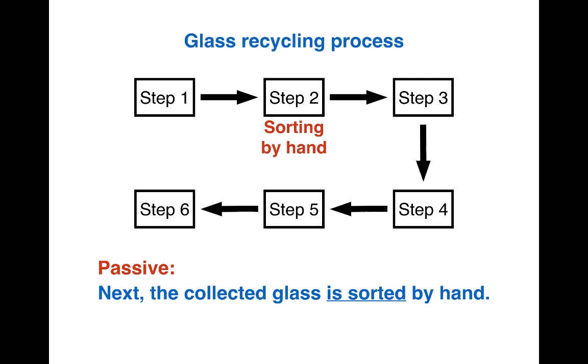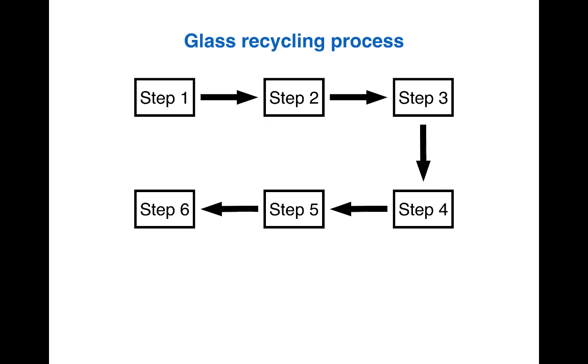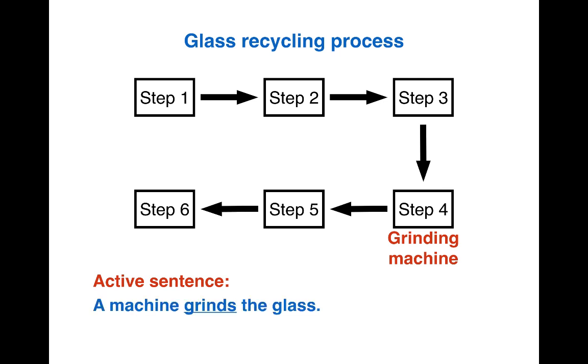The glass is sorted. Another example, grinding machine. Now, I've included this example because you might not know the past participle of the verb grind. Let's look at the active sentence possibilities first. You could write, a machine grinds the glass, or the glass passes through a grinding machine. If you don't want to use the verb grind, you're not sure about it, change it.